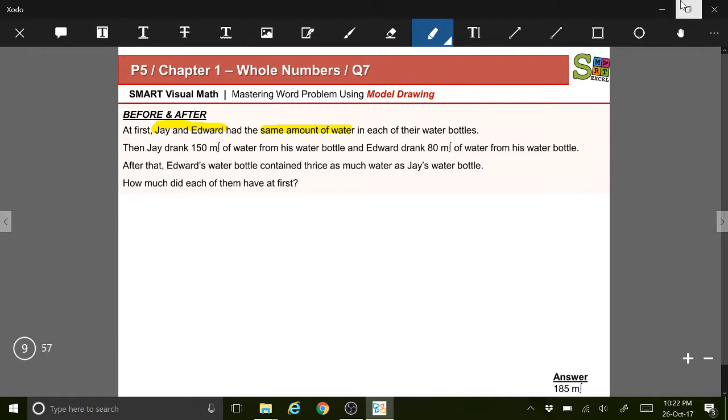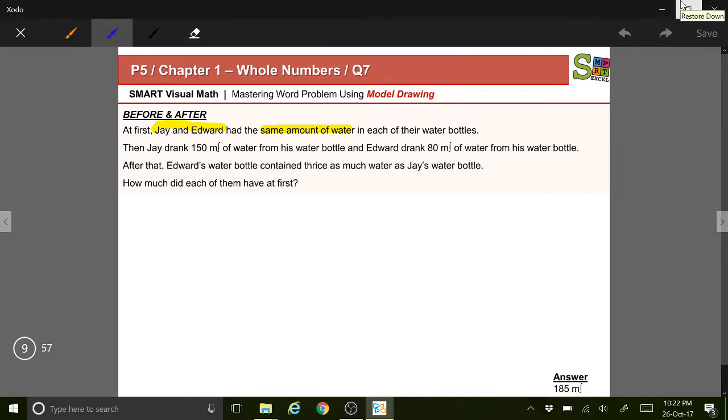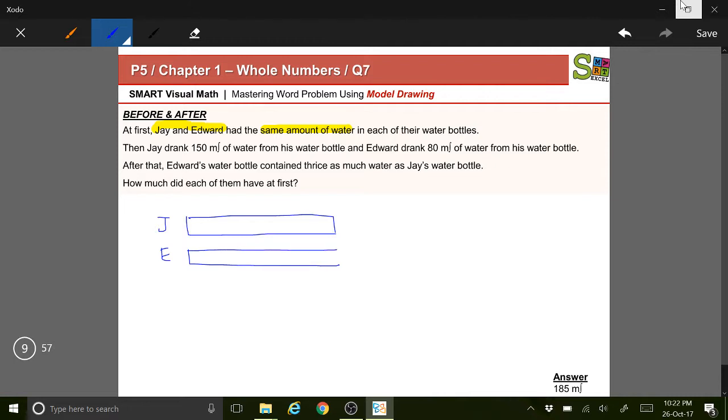So if you were to draw the model to show this, it's going to be like this. You have your J, you have your Edward, and both are equal in terms of the volume of water. Then they mention here that J drank 150, whereas Edward drank 80 from the bottles, after they drink.